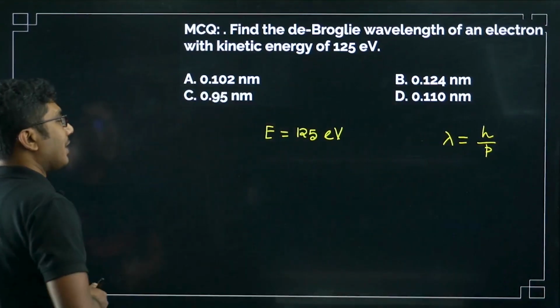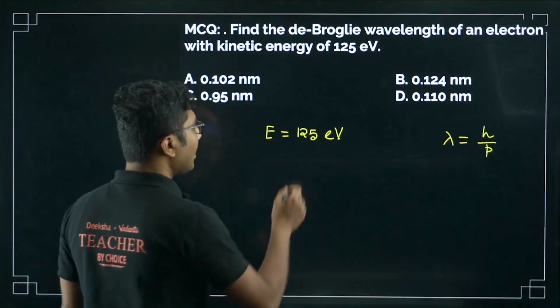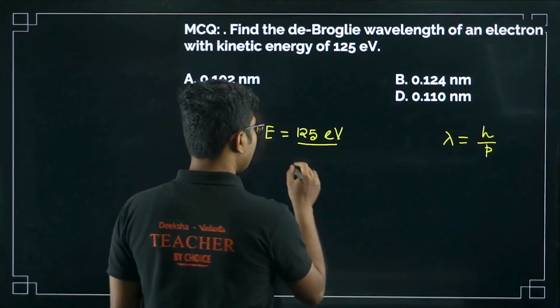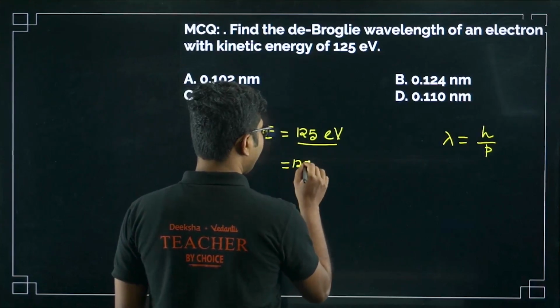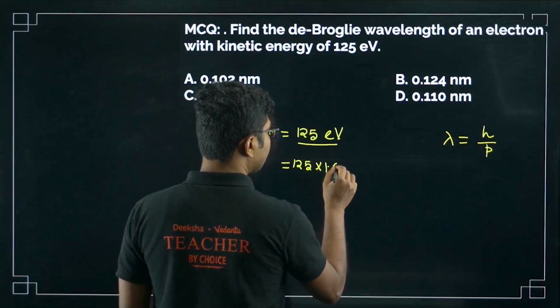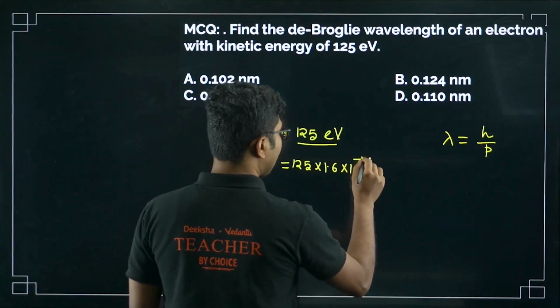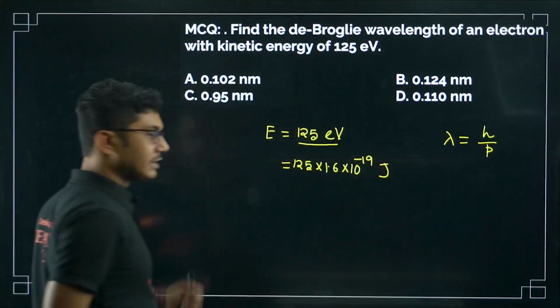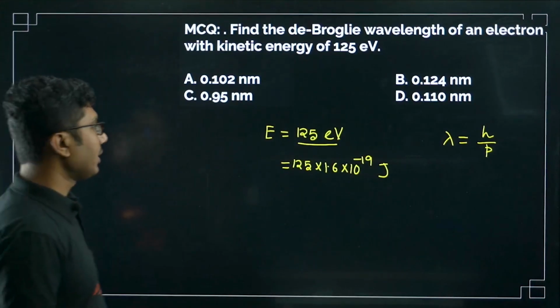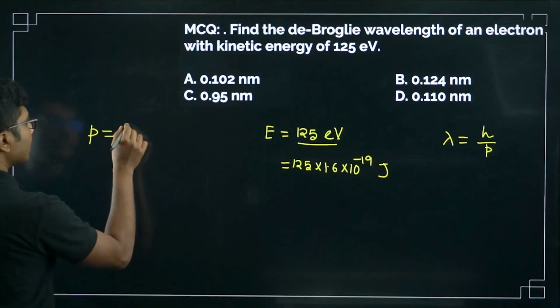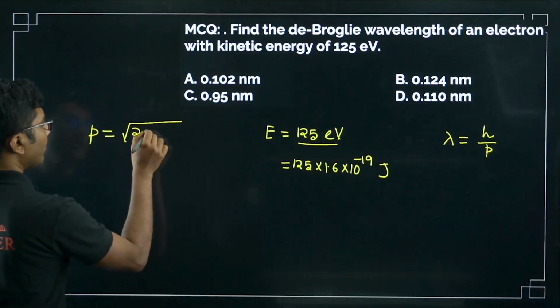So to do that, first of all, first thing first, you have to convert this eV into joules. So 125 into 1.6 into 10 to the power of minus 19 joules. This is the energy of the electron. Okay, now there is a relationship that you have to remember, p equals square root of 2mE.